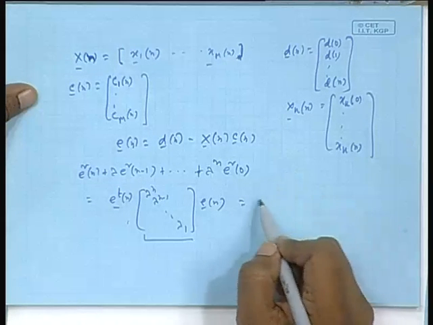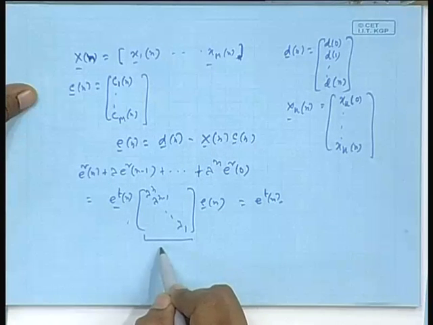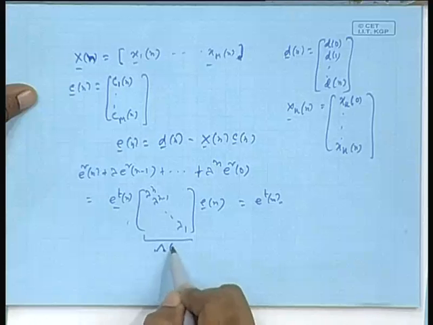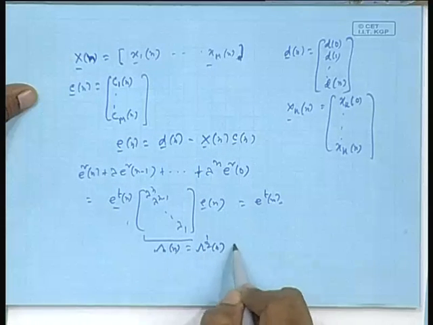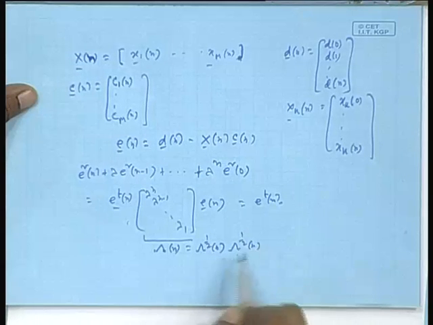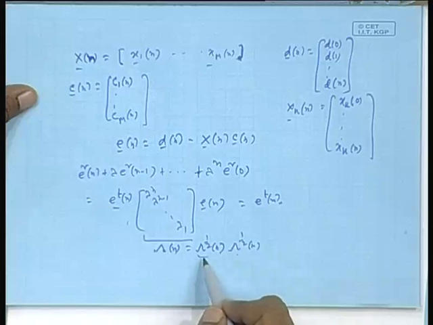Anyway, we don't need E transpose n. This matrix I can say can be written as lambda to the half n, lambda to the half n. You can define two lambda, this is one matrix, just a notation. What is this? This is a diagonal matrix.